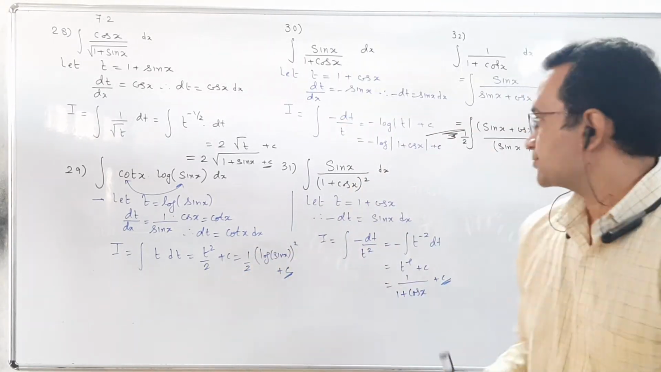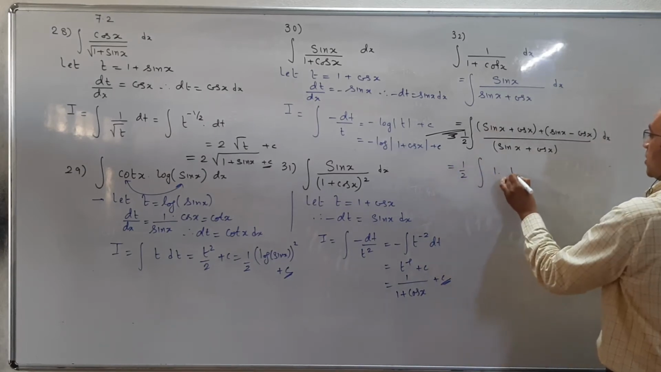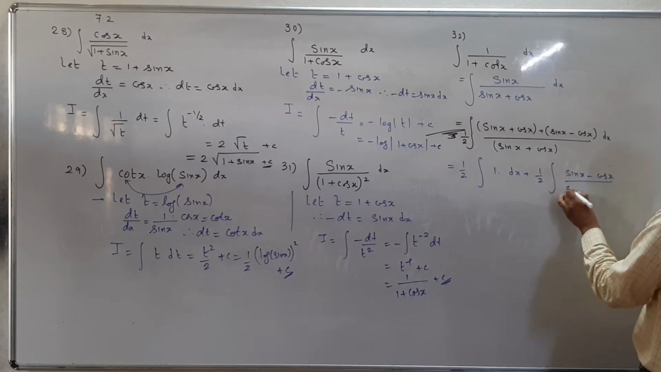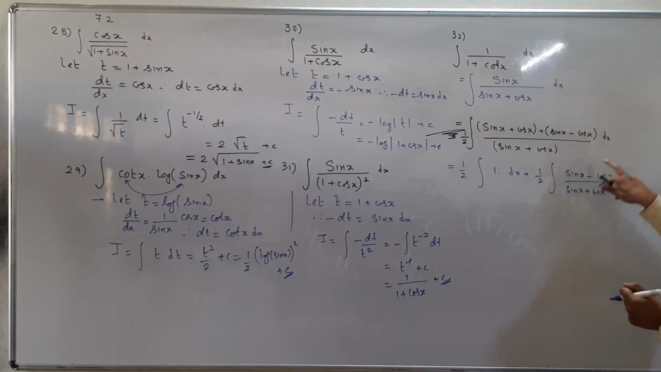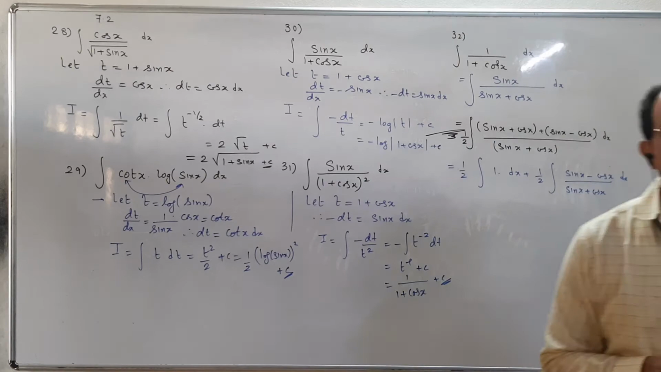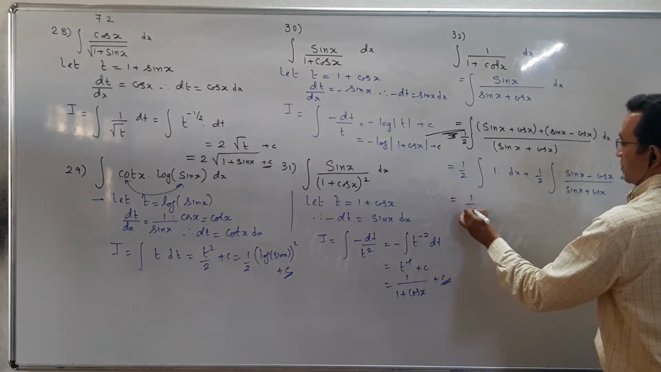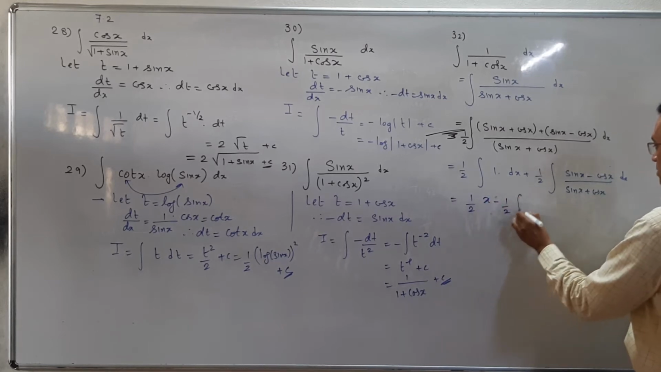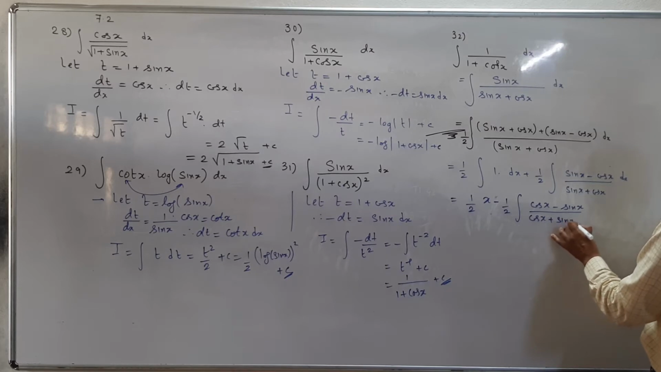Why is this done? This is converted to a standard form. On individual division, this becomes 1, and this becomes 1 by 2 sin x minus cos x upon sin x plus cos x. The derivative of sin is cos, and the derivative of cos is minus sin. So I write this as 1 by 2 integration of 1 dx plus 1 by 2, taking minus common, integration of cos x minus sin x upon cos x plus sin x.